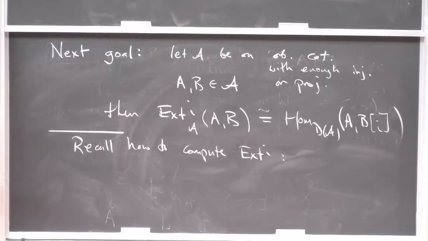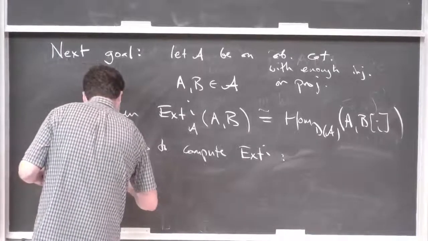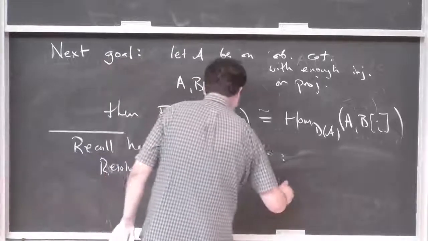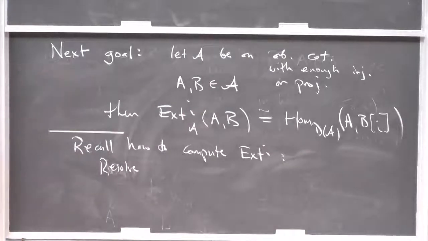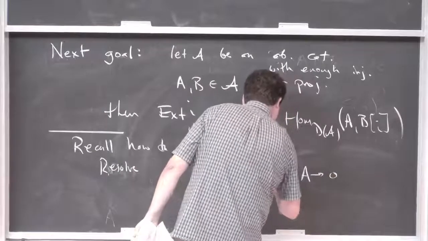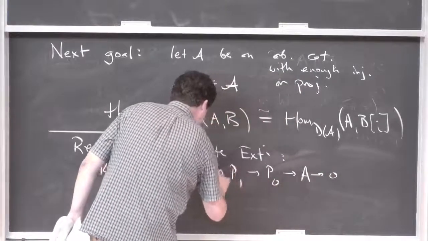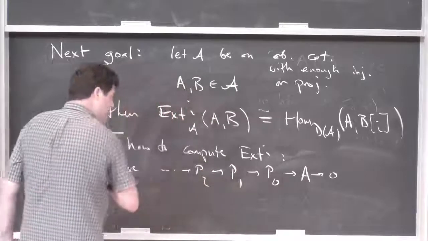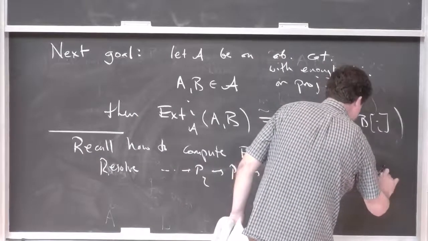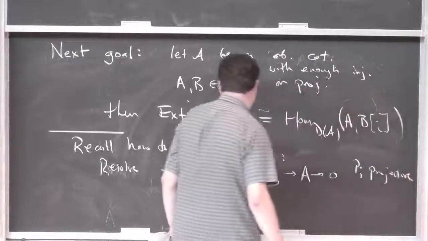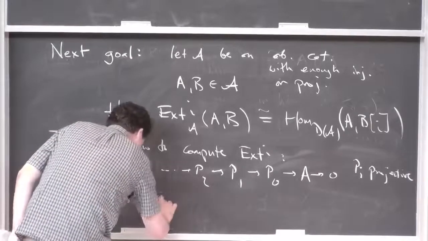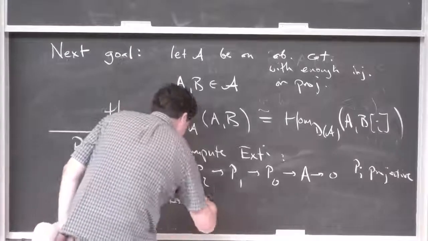Right, so we do a resolution. Well, we can either resolve A by projectives or B by injectives. So A would come from P0, from P1, from P2, and so on. These are all projectives. Or you should resolve B by injectives.